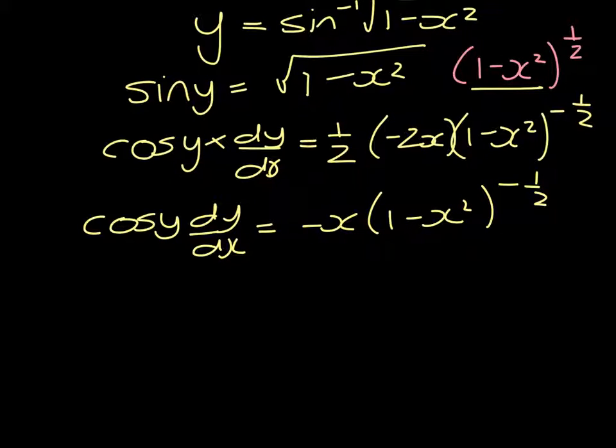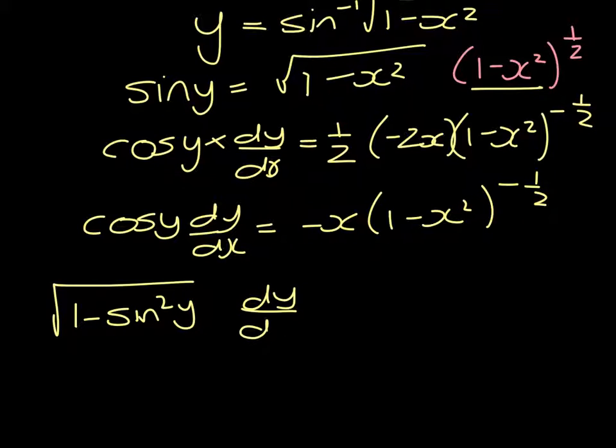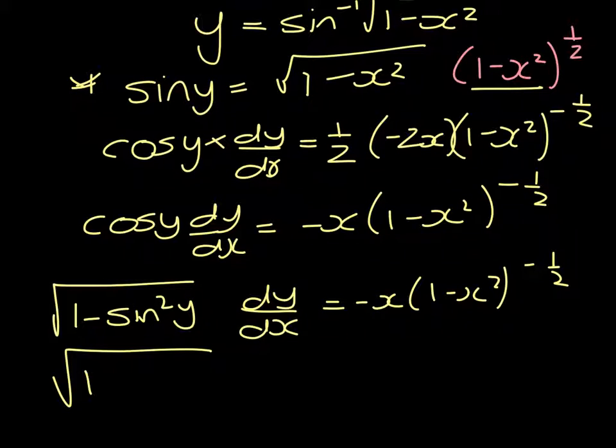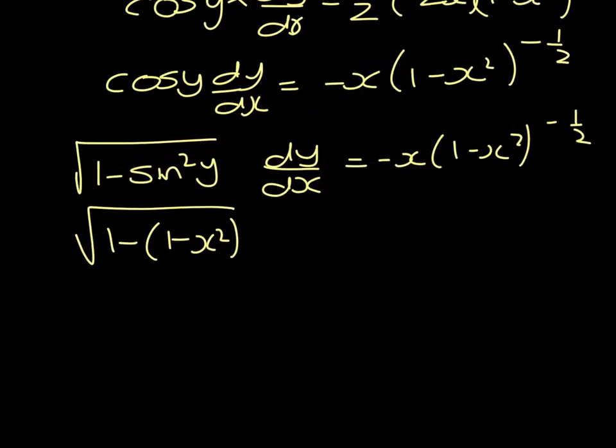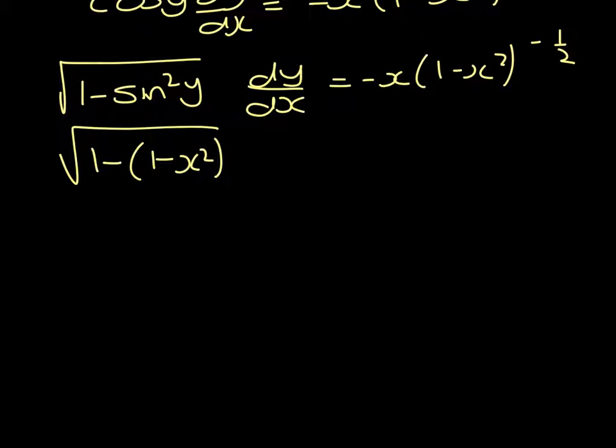minus 1/2. So cos squared plus sine squared is 1. So the cos of y is the square root of 1 minus sine squared. But we can see from our line here that that is the square root of 1 minus x squared, which is going to be the square root of x squared, which is going to be x.